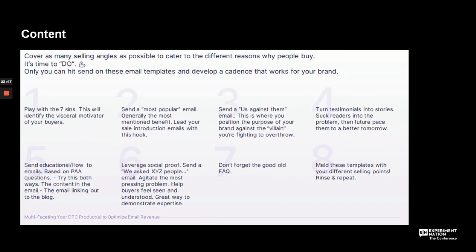That is something I will make it a point to mention in each and every email I send out in that campaign, and then for the entire product line and the brand. Send the most popular email, generally the most mentioned benefits. So basically, when you're doing your review mining, you will find certain benefits and selling angles being repeated over and over again.